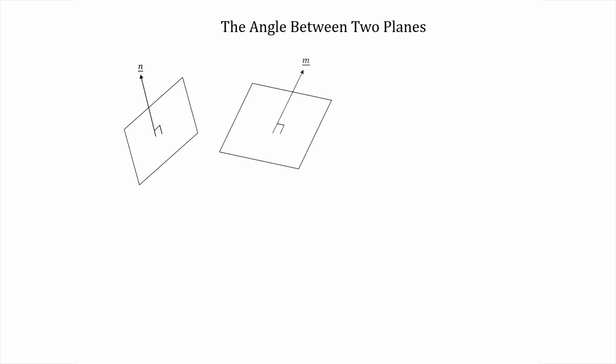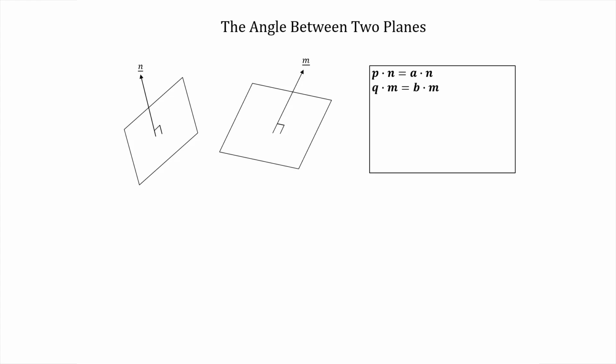So, say we have two planes in three-dimensional space with normal vectors n and m. We saw in a previous video that there must exist a vector a such that the equation p.n equals a.n defines the first plane, where p is a general position vector. Similarly, there must exist a vector b such that q.m equals b.m is the equation of the second plane.